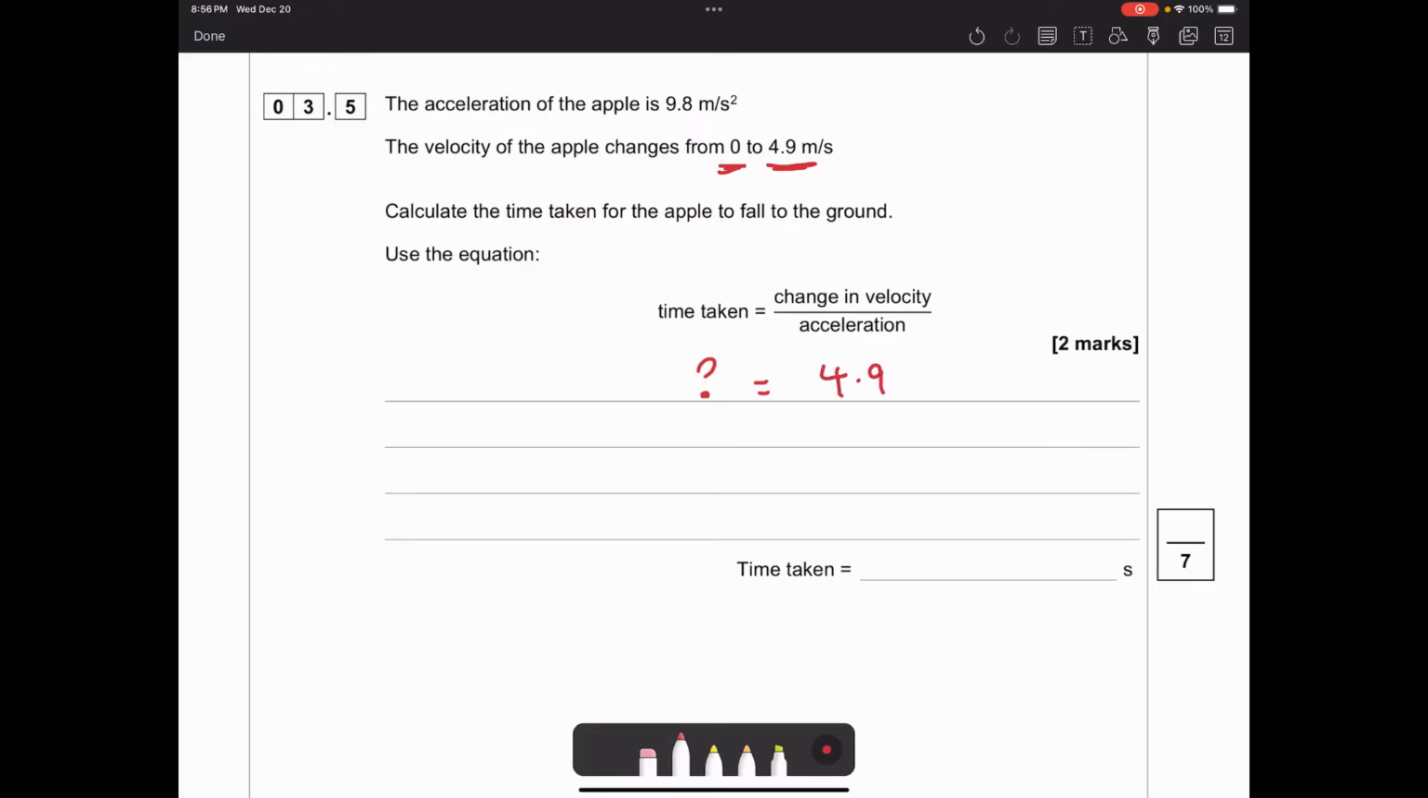So it's just 4.9. Okay, if it did give you a different number that's not 0, you'd have to calculate the difference. But it's just 4.9 divided by the acceleration, 9.8. If you put that into your calculator, it gives you a time of 0.5 seconds. So it hits the ground in 0.5 seconds.